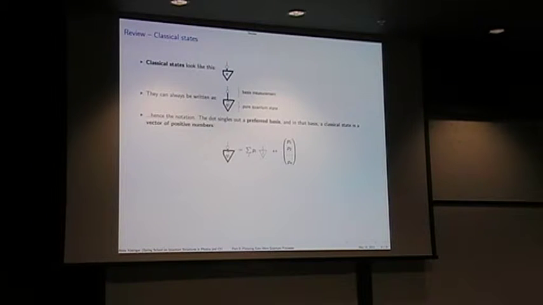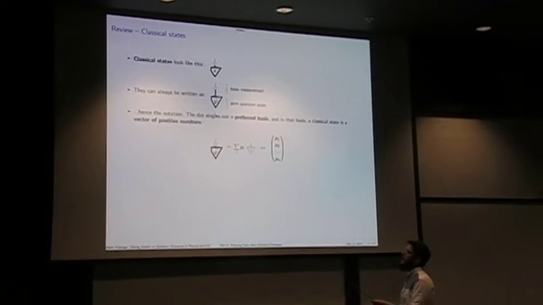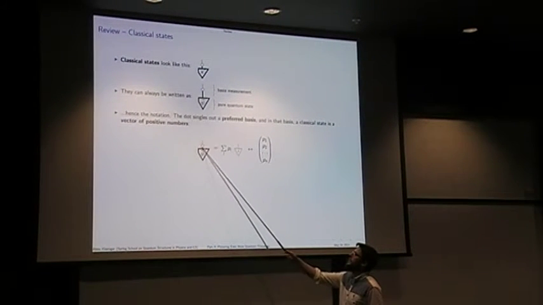Classical states look like this. They can always be written like this: as a pure state, followed by one of these bastard spiders, which corresponds to a basis measurement. Hence that notation of putting the little dot there. Now, the point of putting the dot there is that it singles out a preferred basis. So unlike the quantum double wire, classical wires have a type on them, and that type is given by the color of that dot.